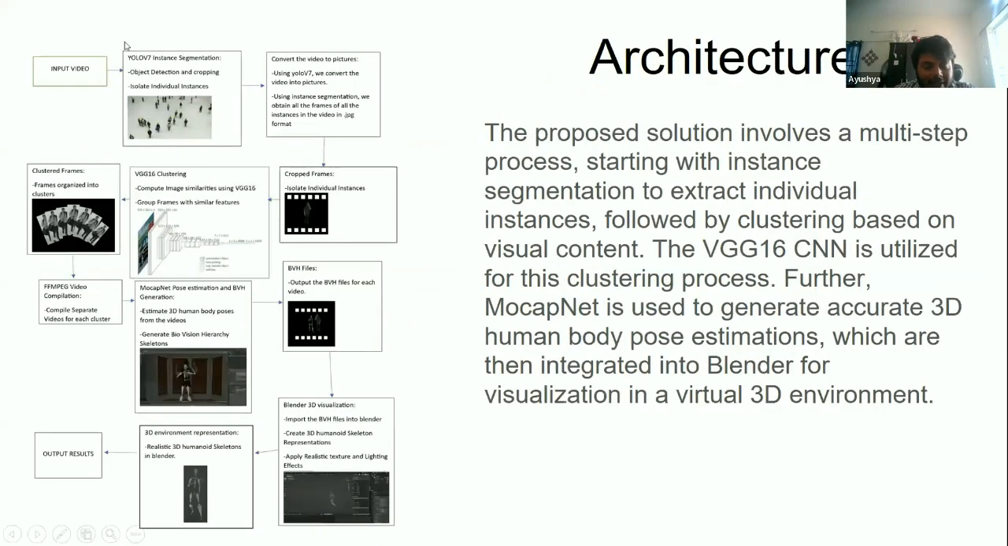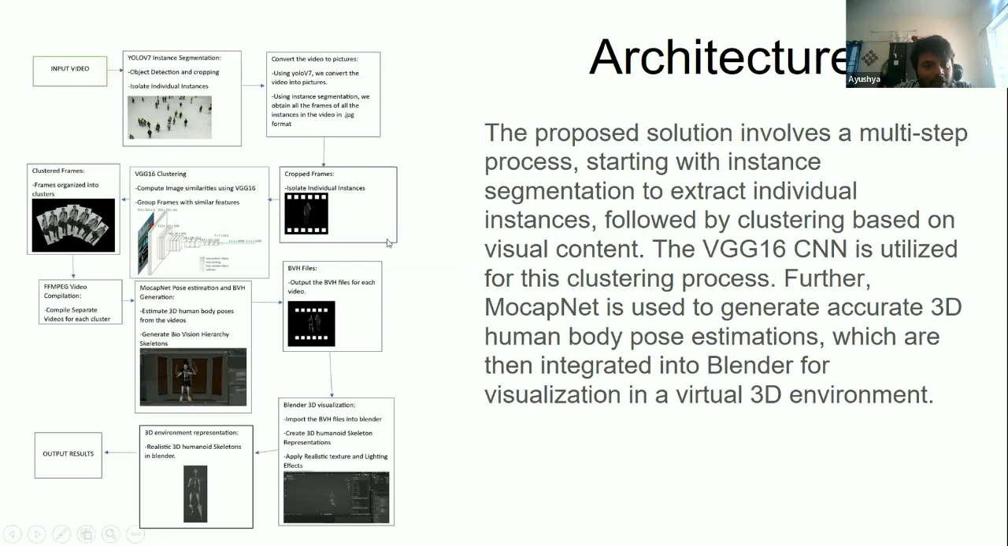The entire architecture of the pipeline looks something like this. It starts with an input video where we perform YOLO V7 instance segmentation, object detection and cropping, and we isolate individual instances. We convert this video to pictures, and using YOLO V7 instance segmentation we obtain all the frames and instances in the video and convert them into .jpg format.